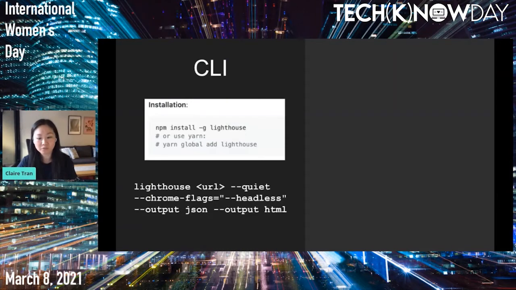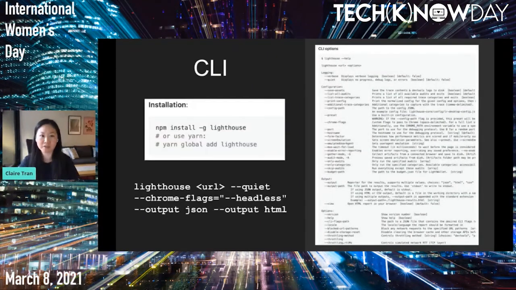The ones that I've chosen here will be running the test in headless mode, and you may want to use this when you're running this on your CI pipeline, for example, and then spitting out output files for the results in JSON and HTML format.